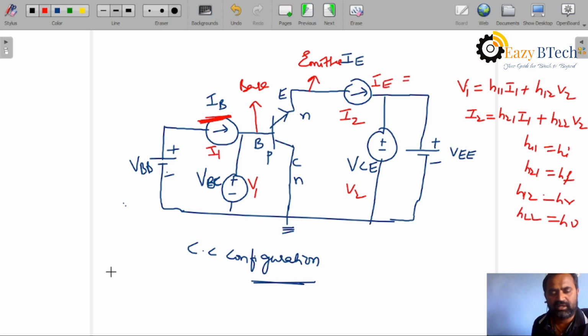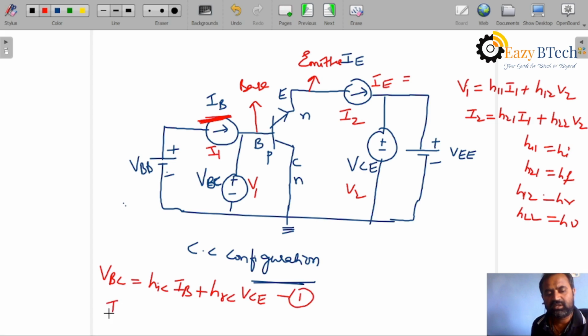From this we write V1 is VBC. VBC is equal to HIC IB plus HRC VCE. Next, IE is equal to HFC IB plus HOC VCE. Okay, these are the expressions.